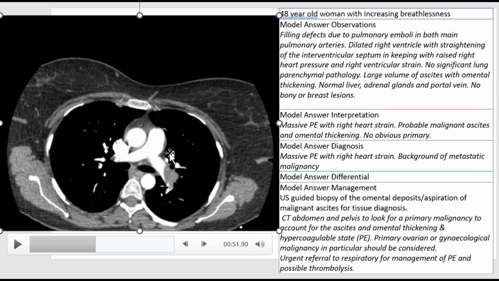And if you go upwards, you will find that the main pulmonary artery diameter is similar to the ascending aorta diameter, which is abnormal. Normally, the main pulmonary artery diameter should be less than the ascending aorta diameter. So this means that the main pulmonary artery is dilated due to pulmonary hypertension, mostly due to the pulmonary emboli.